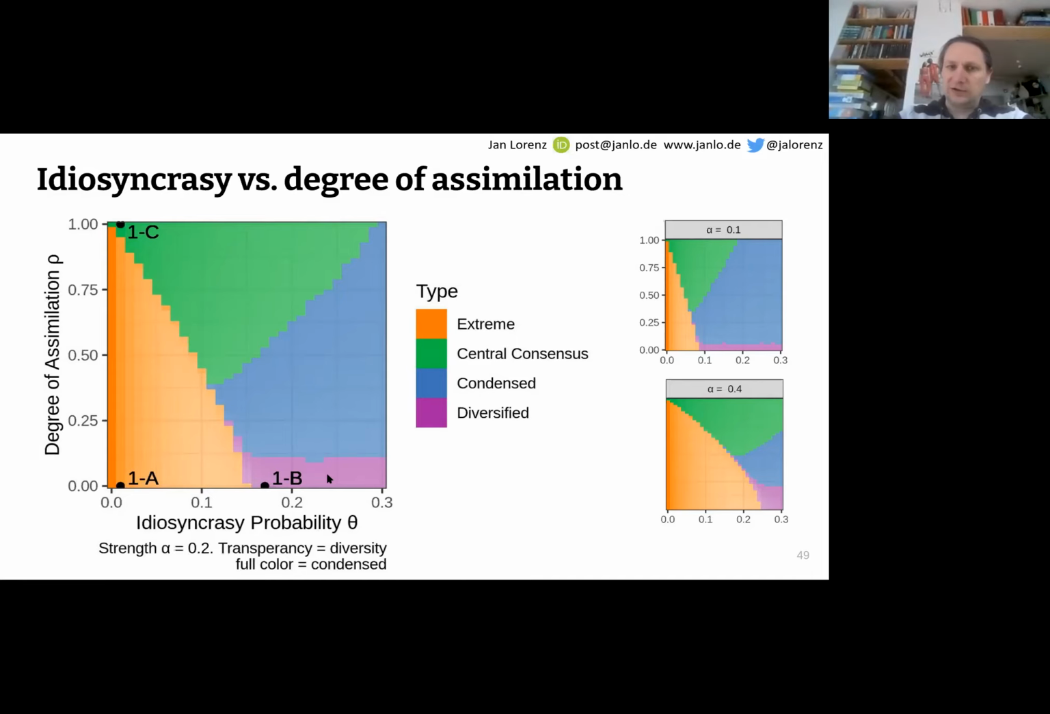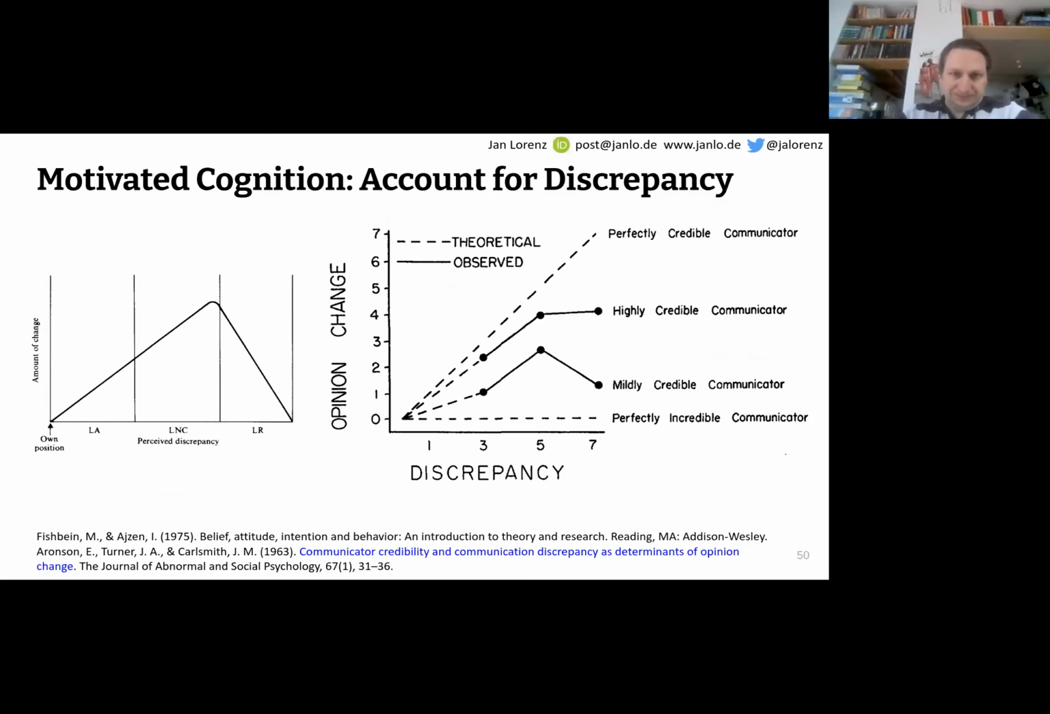Here people stay a bit more diverse than initially. This is a bit more condensed, but what you would not call a consensus, and this is a consensus, but of course you can also classify it as condensed. But the interesting transition is this one. It also changes with the change strength, this alpha parameter, which just modifies how fast people move. The general structure is not changing, it just changes the location of the bounds.